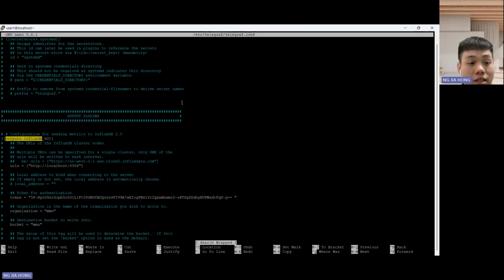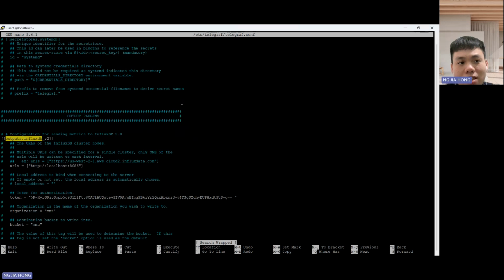So this is the configuration that I did to the outputs.influxdb. Since I'm using InfluxDB version 2, I'll be using the URL and whatnot. So it will be sent to localhost at 8086. And the token for authentication, which is the API token of the InfluxDB. I've created the API token in the InfluxDB and pasted it here. And for the organization and bucket, it's also something that I've created in the InfluxDB so that it knows which location it's supposed to store the data in.